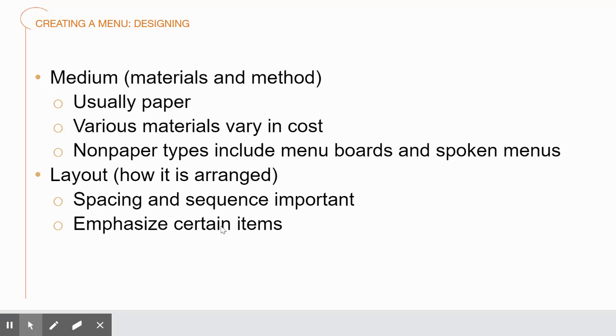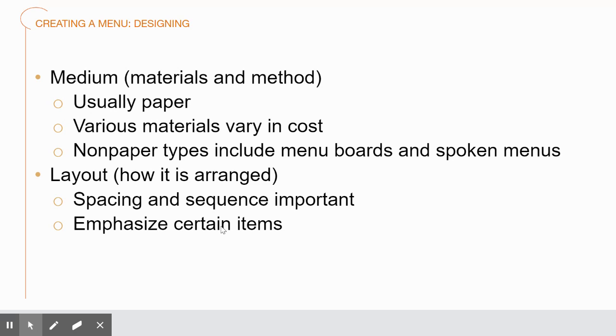Menus can also be laminated. This is done to save the menu, make it more durable, and make it easier to keep clean. Some people may put their menu on a blackboard that is visible to the patrons or even on a wall of the dining room. These are called menu boards. Sometimes a menu is verbal from the server to the guests. This is a spoken menu, and that can be good.